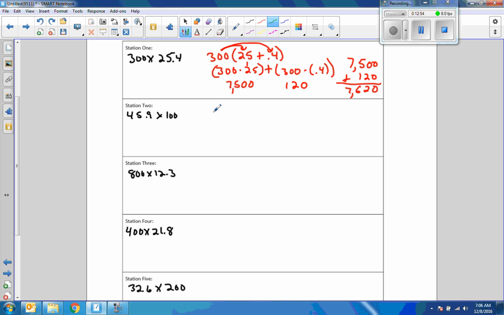Station 2. Everybody should be copying these now. If you are in a different station, you should have all 5 of these with the solutions in your module before you leave. Okay, so station 2 had 100, and they were multiplying 45.9, so it's 100 times 45 plus 0.9. And then distribute 100 times 45 plus 100 times 0.9.